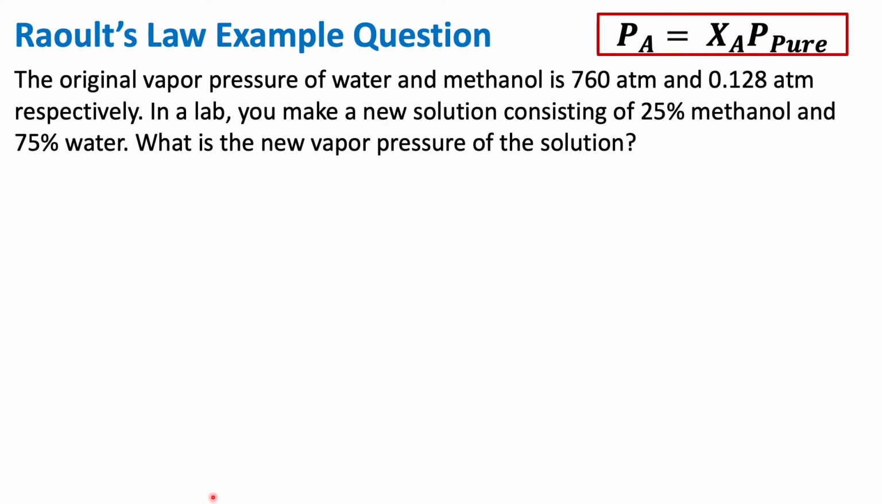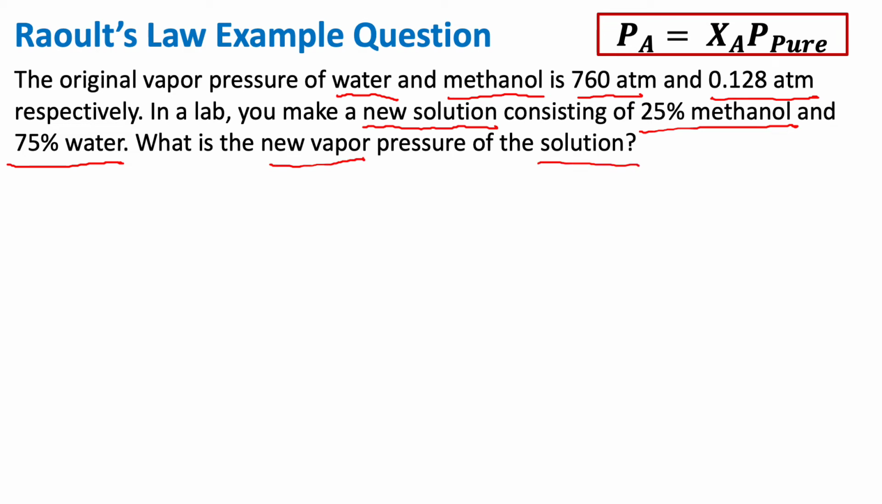Now, this question is a little different from the previous question because it's asking us what is the new vapor pressure of the solution. Remember, in the previous question, it was asking us the vapor pressure of water, but in this case, it's asking us the vapor pressure of the entire solution. So let's highlight our key terms here. It says the vapor pressure of water and methanol is 760 ATM and 0.128 ATM. So in a lab, you make a new solution consisting of 25% methanol and 75% water. What is the new vapor pressure of the solution?